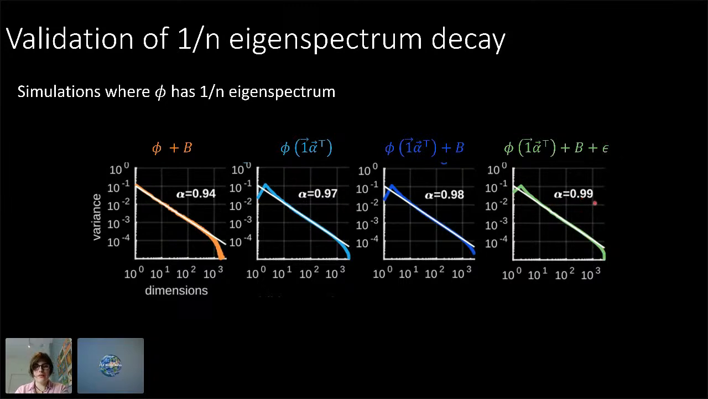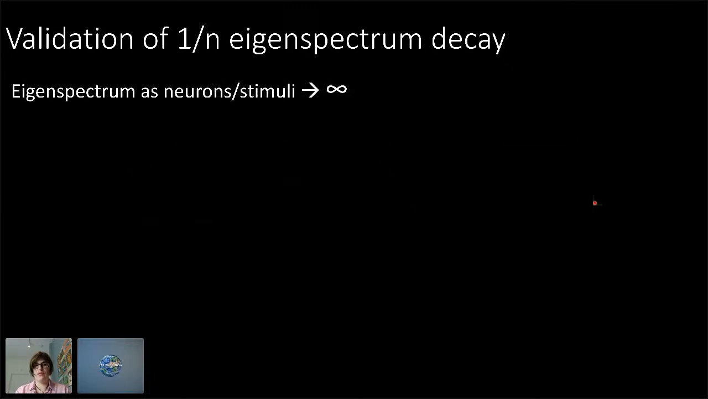So we did another validation. This was validating the technique that we developed. And then we also did a validation where we wanted to see if we've gotten to a convergence point in terms of our eigenspectrum being the true eigenspectrum if we had as many neurons as possible or as many stimuli as possible.